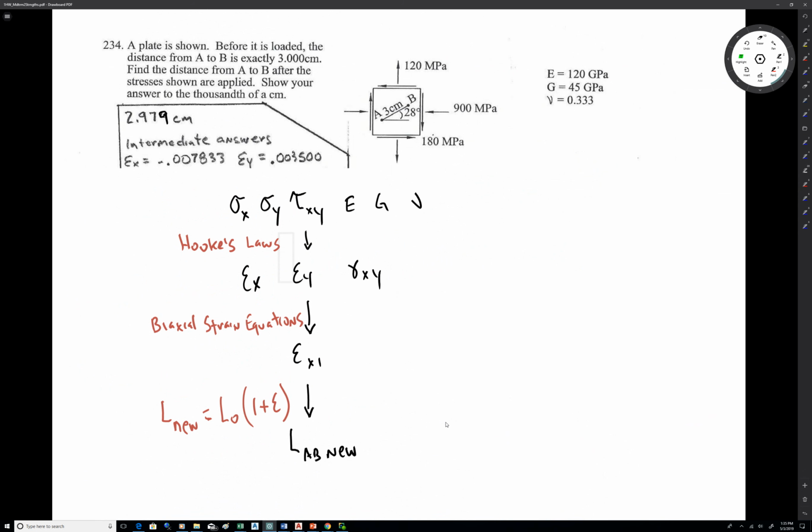So the steps are, you got the stresses, you use Hooke's law to get to the strains. Then you use the biaxial strain equations to find the strain at 28 degrees. And then knowing the strain at 28 degrees, you can find the new length by taking the old length times 1 plus the strain. Okay. So to me, that's the biggest part of this, to understand that.